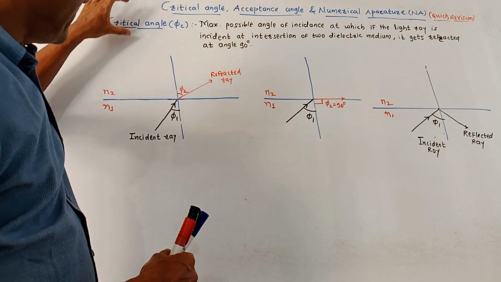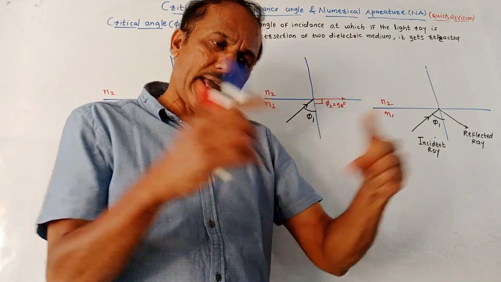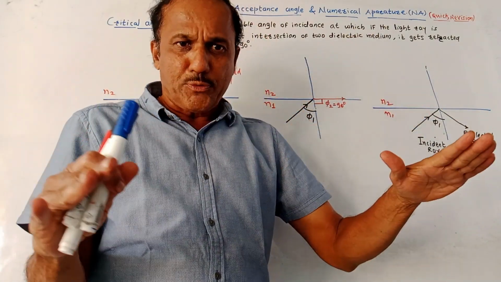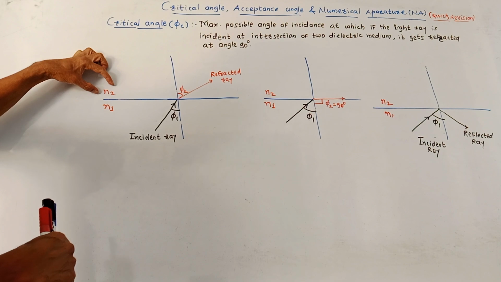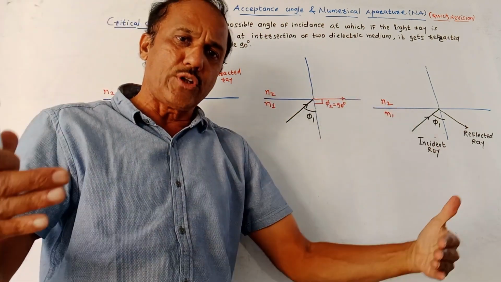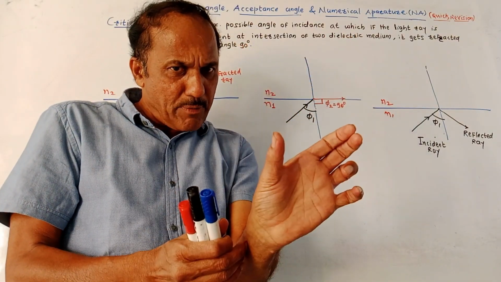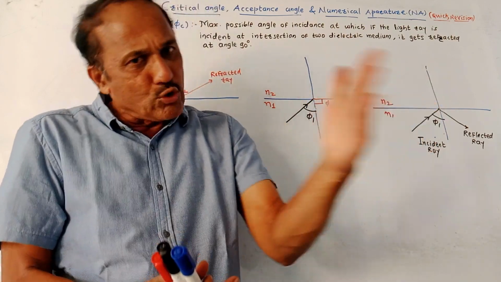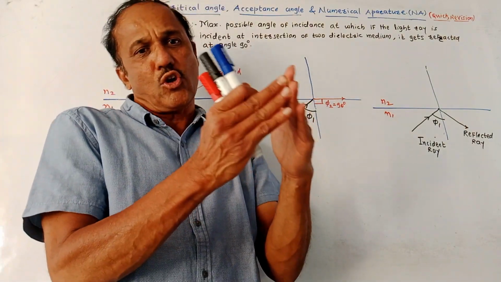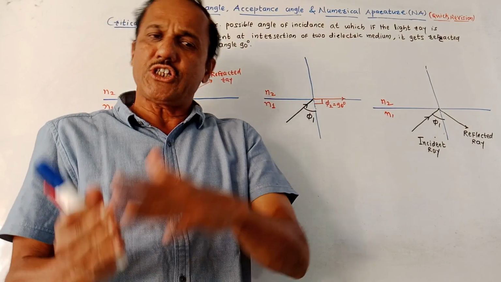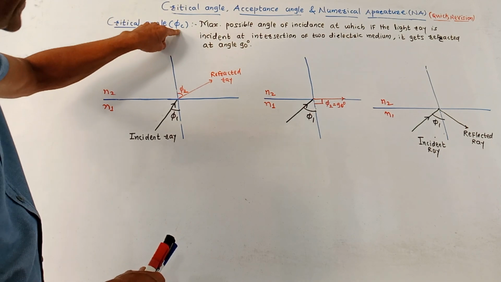First is the critical angle, denoted by phi c. Consider the interface of two dielectric media: dielectric medium 1 having refractive index n1, and another dielectric having refractive index n2. Why consider two different dielectric media? The reason is we are talking about fiber optic cable. Inside the fiber optic cable, the material is glass or plastic. Outside, it is usually free space. So whenever there is a change in the refractive index of the medium, we need to talk about reflection or refraction of the light ray. So the first term related to this is the critical angle phi c.